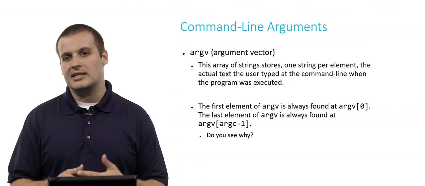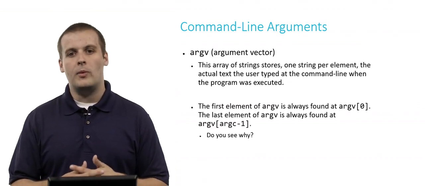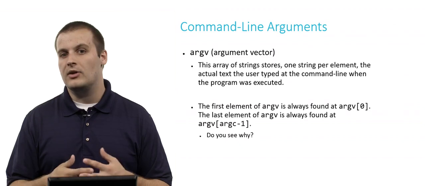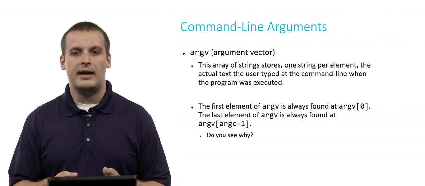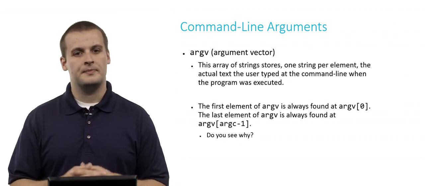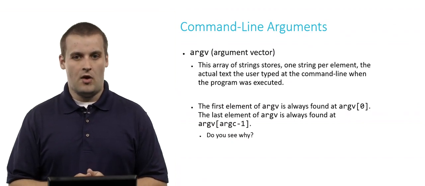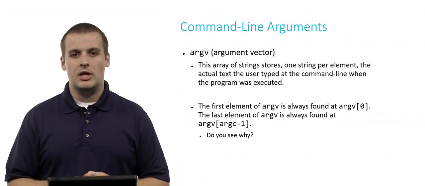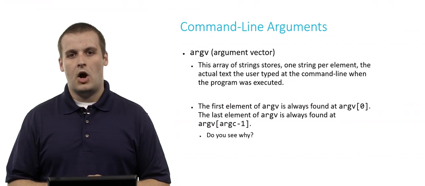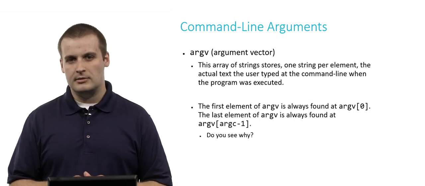That's the first index of the argv array. And in fact, that will always be the name of the program. It will always be located at argv square bracket 0. The last element of argv is always found at argv square brackets argc minus 1.